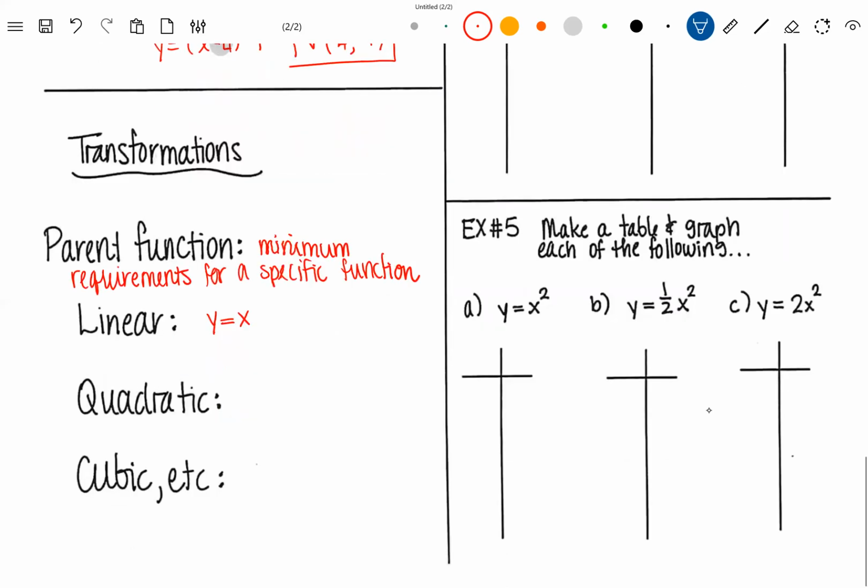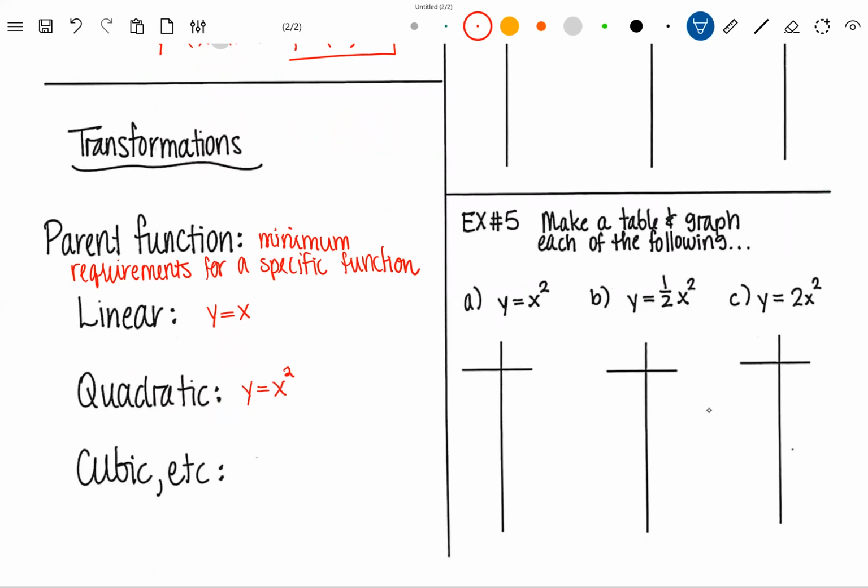For it to be quadratic, all you have to do is have x squared and nothing higher than a square. Cubic would be x cubed, x to the 4th, x to the 5th, etc. But we're talking about quadratics, okay?